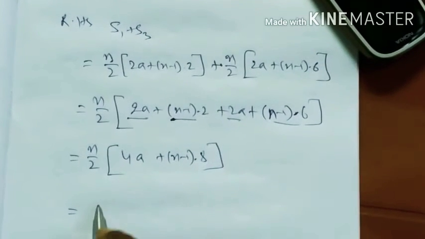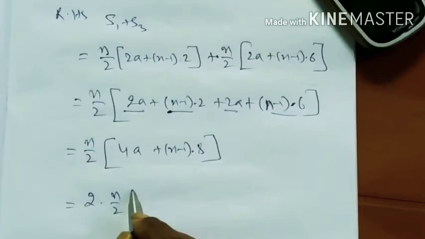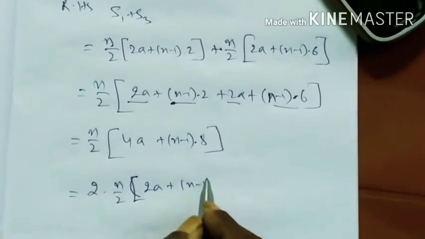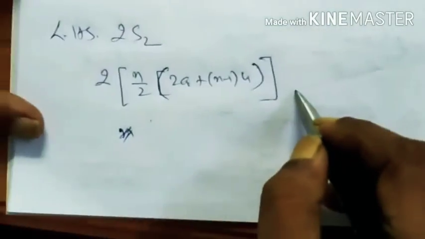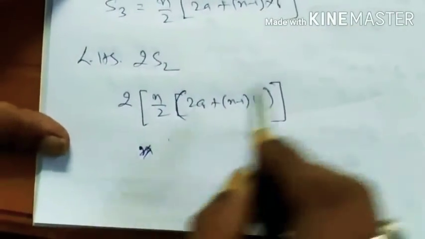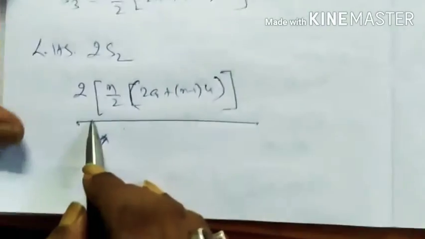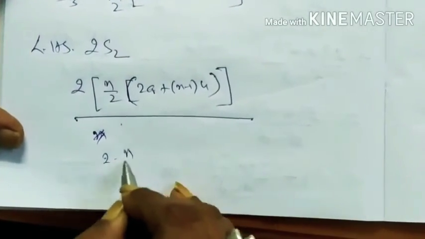Now here 2 is common. So we bring 2 outside, n by 2. Here it is 2A plus n minus 1 into 4. Now if we compare left hand side and right hand side, both these two are equal. And this you can write like this, 2 into n by 2.